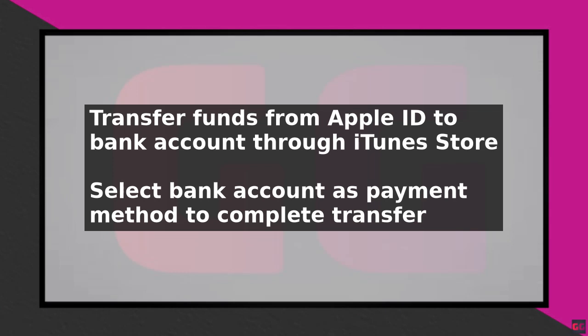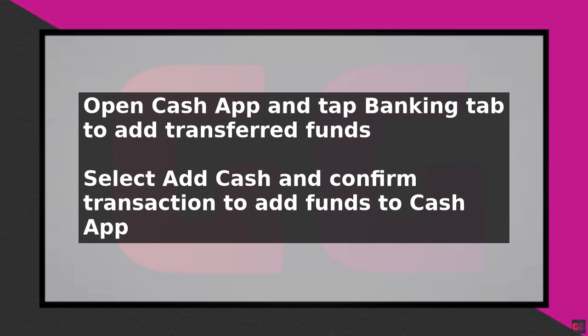Once you have transferred the funds to your bank account, you can add them to your Cash App account. Open the Cash App on your device and tap the Banking tab. Select Add Cash and enter the amount you want to add. Then confirm the transaction. Alternatively, you can also use a third-party service to convert your Apple gift card to cash, which can then be deposited into your Cash App account.